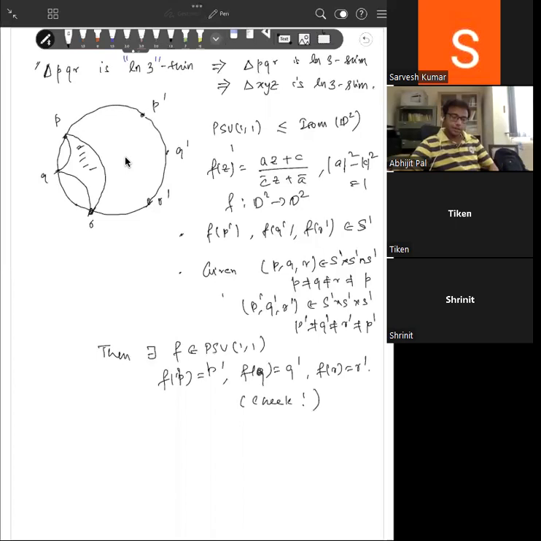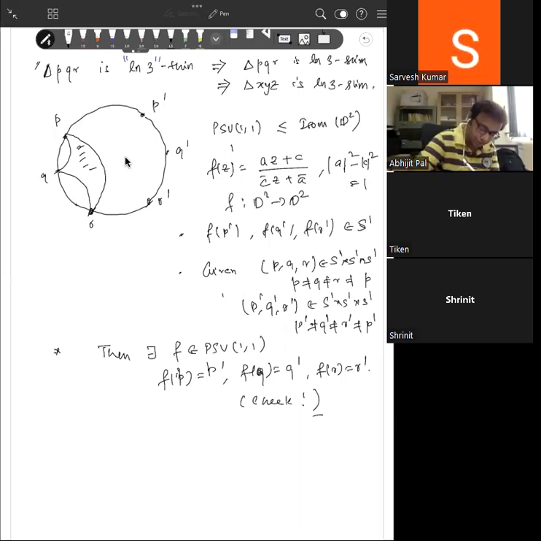Okay, so if you want, we can do this part in tutorial. This is the property of the Mobius transformation preserving this disk. Suppose you know this fact. So now what I'll do is take the points P prime, Q prime, R prime to be your favorite points.